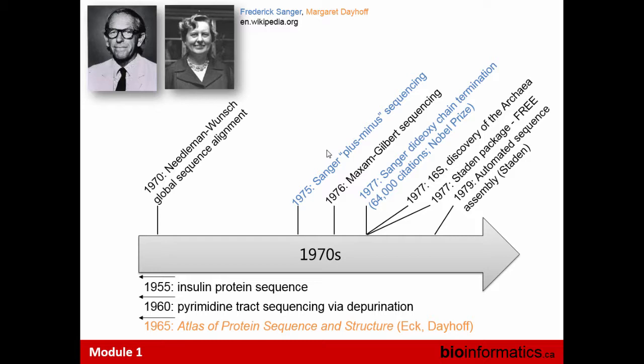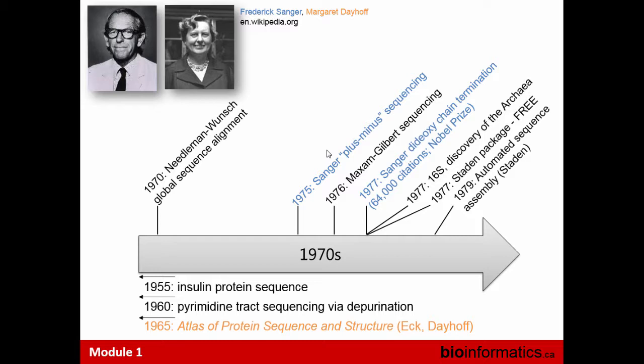In the 1970s, we start to see efficient algorithms for alignment. And the first efforts at sequencing, right? So Sanger plus minus, Maxam-Gilbert, which I understand is a horrific way of sequencing. The chemicals are extremely toxic. And then the revolution in 1977 was the Sanger dideoxy chain termination. The paper's been cited over 64,000 times. This is what got him his second Nobel Prize in 1980. Right? So the turnaround time, it was like, okay, this is significant.